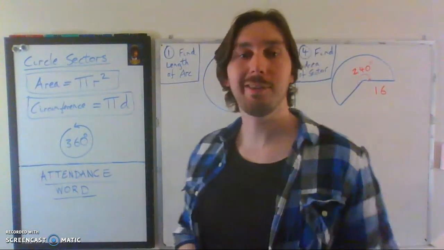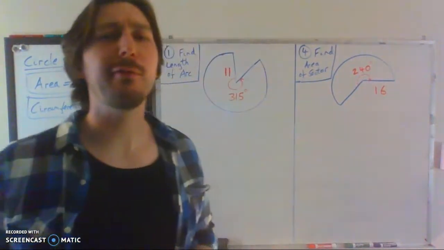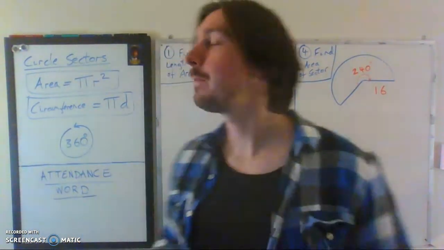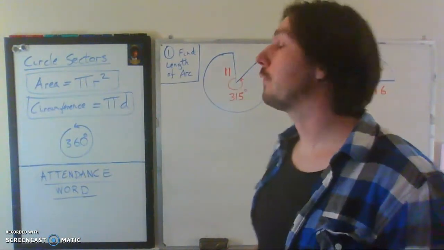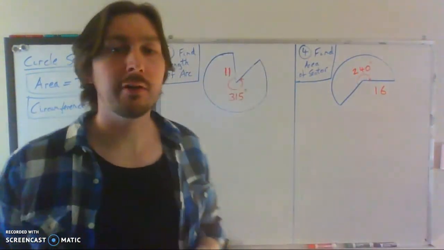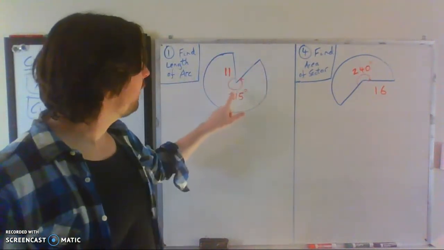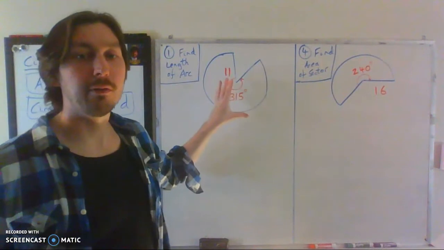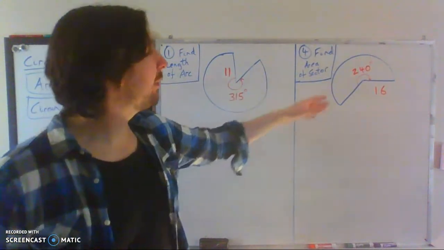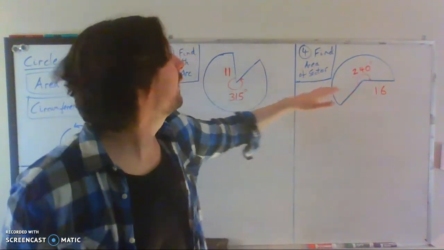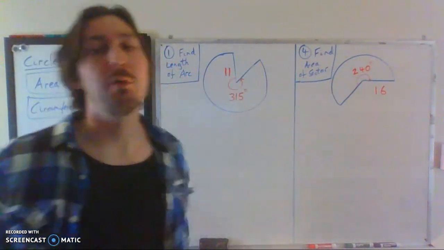We're doing circle sectors. I don't know if we've done some of this before or not, but it's in there, so we'll do it again if we have to. This is when you've got a certain amount of a circle. So here we've got this Pac-Man looking shape that's 315 degrees of a circle out of a total 360. And we've got 240 degrees out of a total 360 here. This is question 1 and 4 from your worksheet.